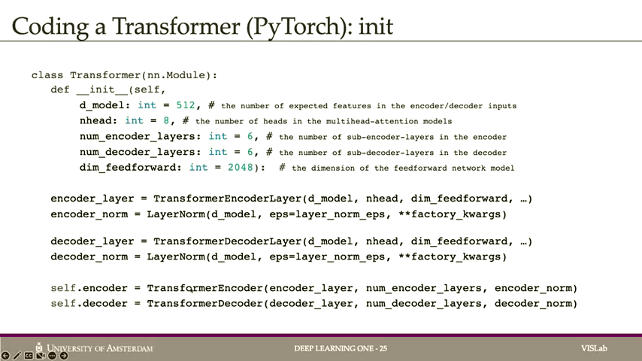Then we define the encoder block, which takes the layer as input with this hyperparameter, which tells how many layers we want to have. Inside, we have a loop which generates, let's say, 6 of these encoder layers, and it stacks them one after the other. The same happens with the decoder. So it's a similar structure: we have the decoder layer as input, and then how many decoder layers we want.